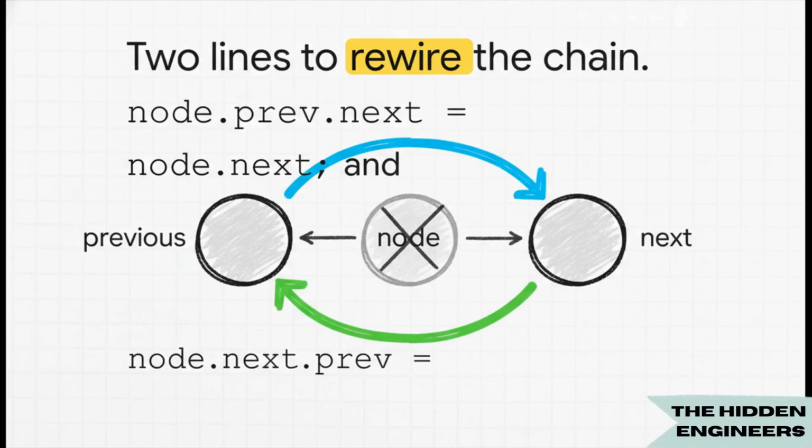And this is where it all clicks into place. These two simple lines of code are the engine behind that super efficient deletion we were so excited about. The first line tells the node behind us to point to the node ahead of us. The second line tells the node ahead of us to point to the node behind us. It's that beautiful two-way handshake right there in code.